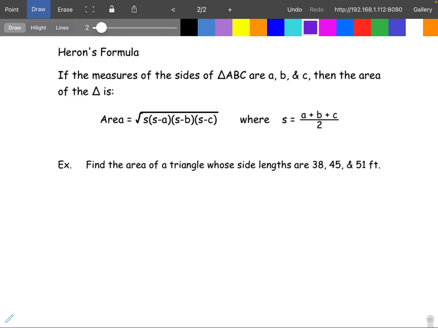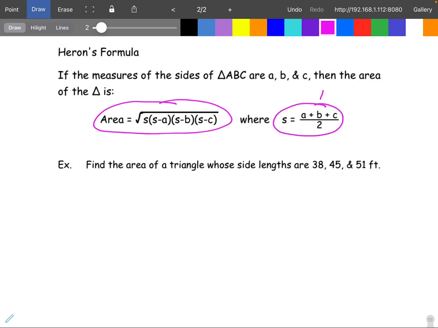So this formula, there are actually 2 formulas that we need to know, and the reason is the area formula is the square root of s times s minus a times s minus b times s minus c. And a, b, and c are our side lengths. Now, the question is, what is this s that they're using in the formula? Well, that's going to come from this. So you actually have to do this first, to figure out what your s value is. And then you're going to take that and plug it in here and do that second.